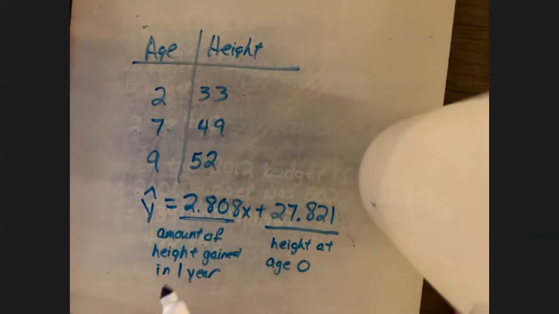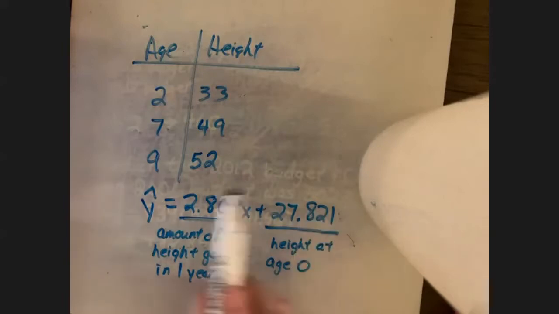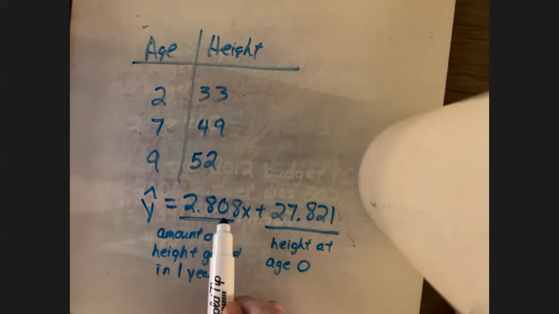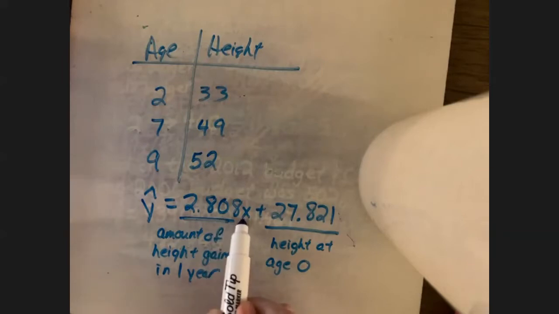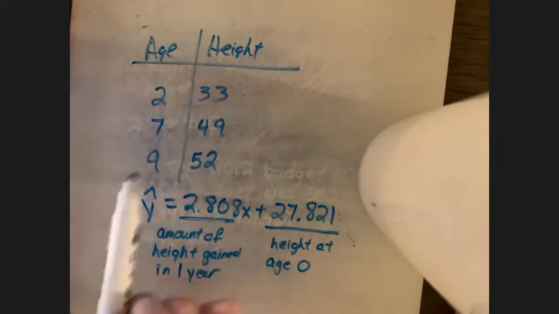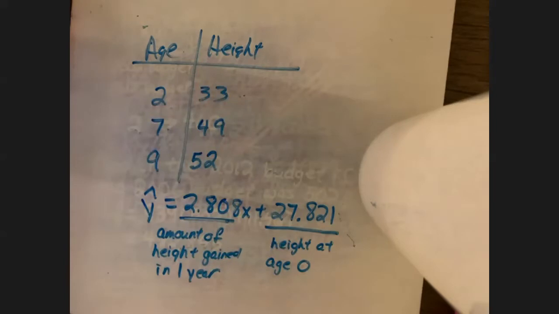So basically, I could fill in the gaps and say, if they started at 27.821 and I added this on, at 1 year old they would be 30.6. I could put in the number 1 right here, and it would be 30.6. So I could use it to fill in some of these spots on the table. Okay, so that is the end of chapter 4.